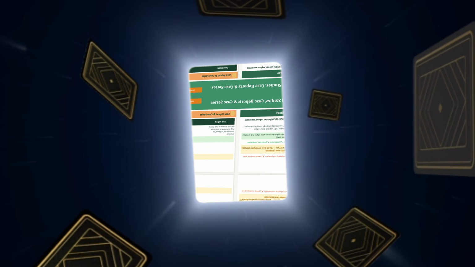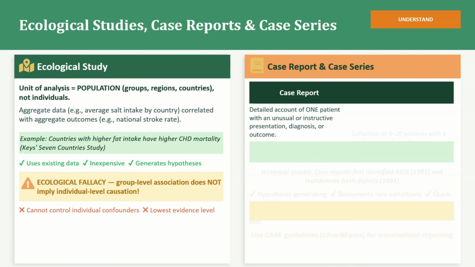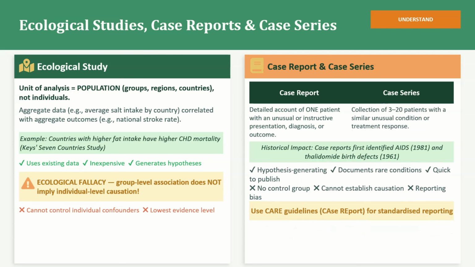Case report: a detailed description of one unusual patient. Case series: 3 to 20 similar patients. These are hypothesis generators. They first identified AIDS and thalidomide birth defects, but they have no control group, so they cannot prove causation. Use CARE guidelines if you ever write one.